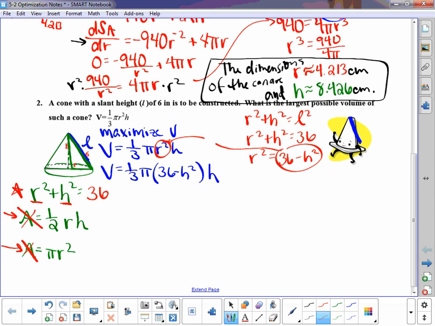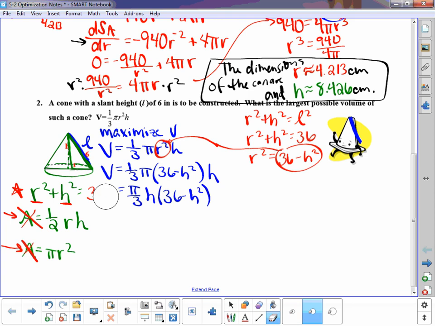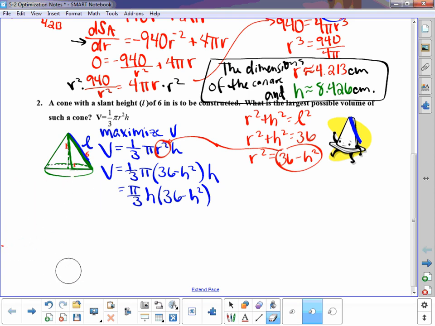Alright, so now let's go ahead and simplify this a bit. I'm going to combine my pi and 1/3 together. I'm going to bring my h to this side. Again, what property was that? Commutative. I don't want you guys to get confused with this. Erase that. And let's just go ahead and distribute out our pi over 3h. So we get 12 pi h minus pi over 3h cubed.